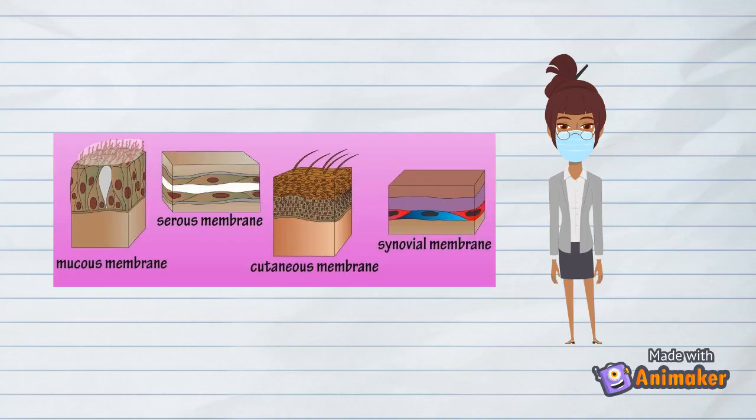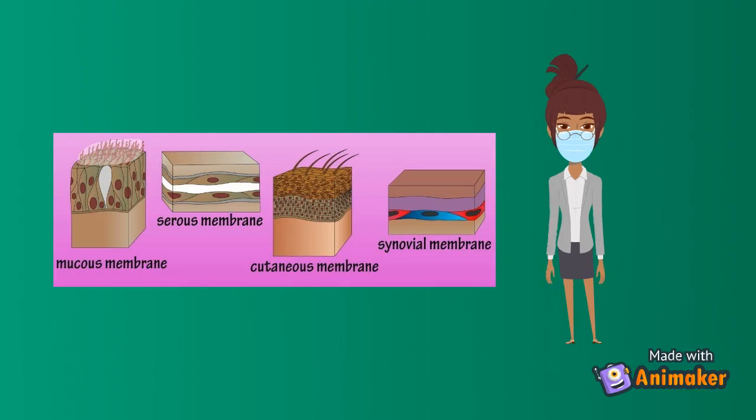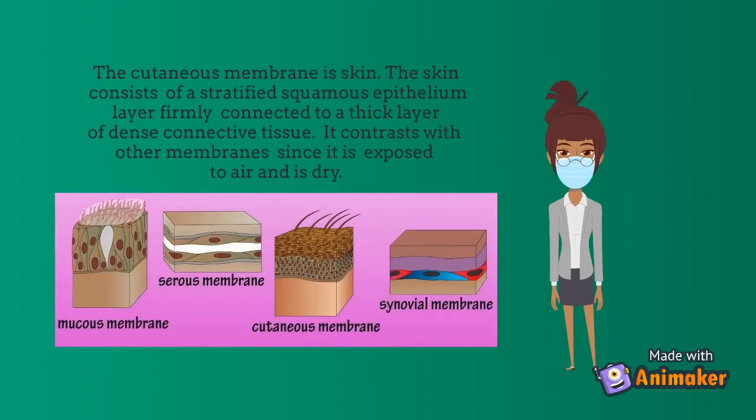What about the four types of membranes? Let's find out! The cutaneous membrane is skin. The skin consists of a stratified squamous epithelium layer firmly connected to a thick layer of dense connective tissue. It contrasts with other membranes since it is exposed to air and is dry.